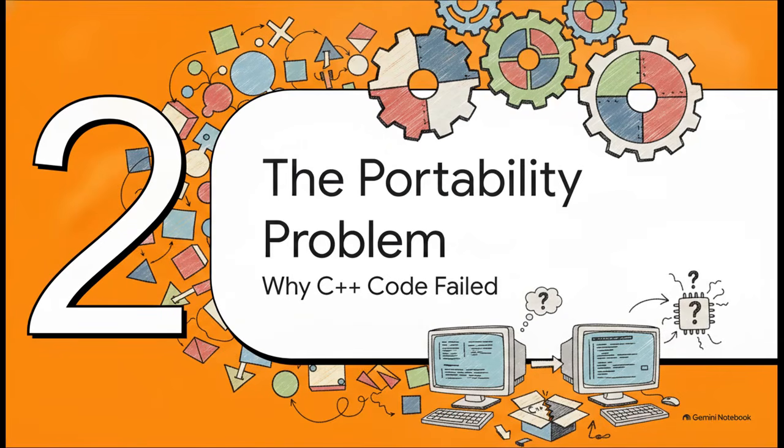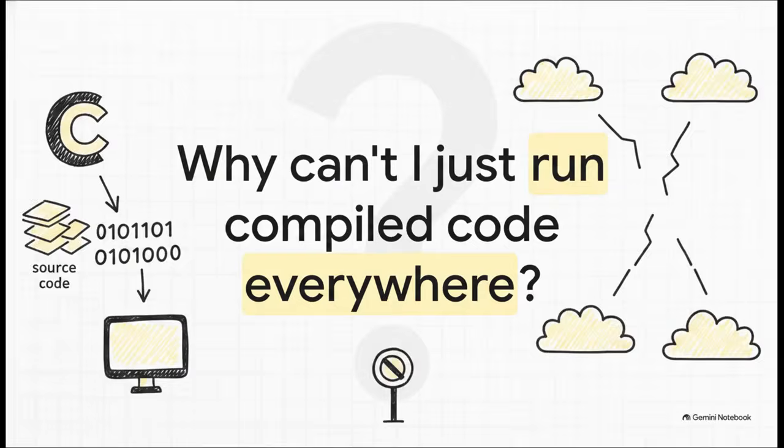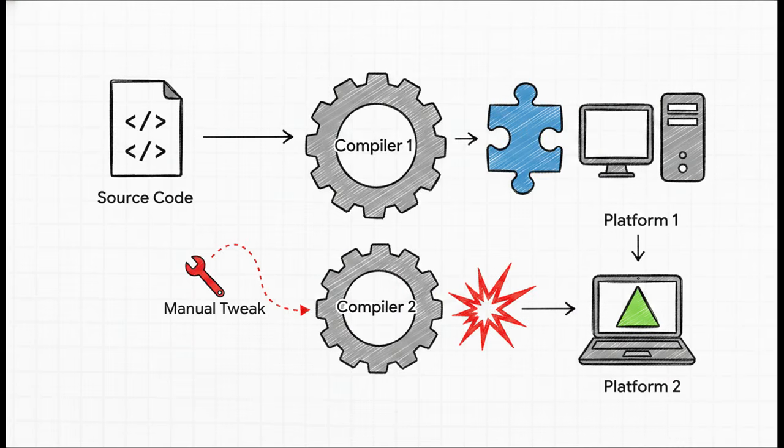Section 2, the portability problem. Because these platforms spoke entirely different languages, C and C++ were completely platform dependent. So you might be asking yourself, why couldn't I just run my compiled code everywhere? What's the big deal? Well, the answer lies in how traditional compilers worked. A compiler translates your human-readable code into the machine code that a computer actually understands, right? But those traditional compilers, they were strict locals. It was a total deployment nightmare for developers.